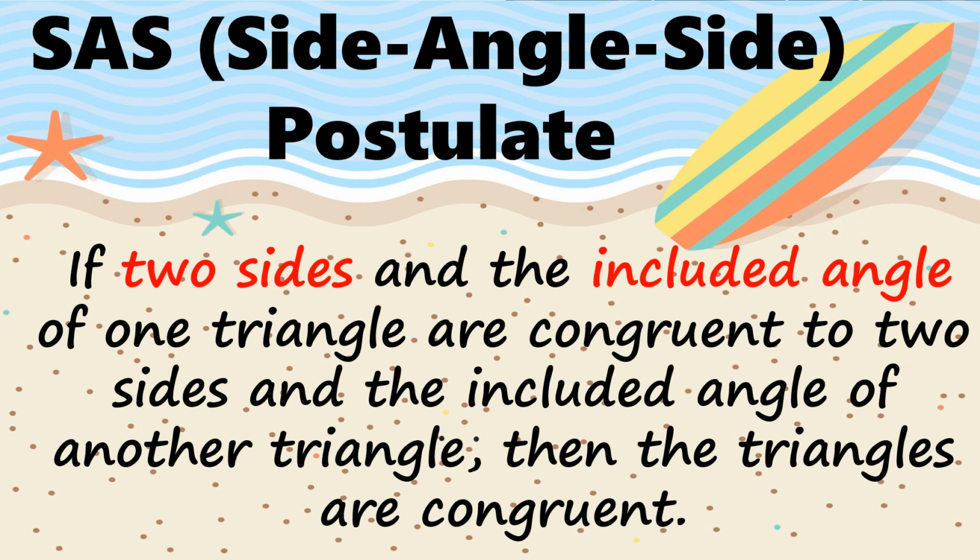We have SAS, or side-angle-side postulate. If two sides and the included angle of one triangle are congruent to two sides and the included angle of another triangle, then the triangles are congruent. Let's have an example for this.